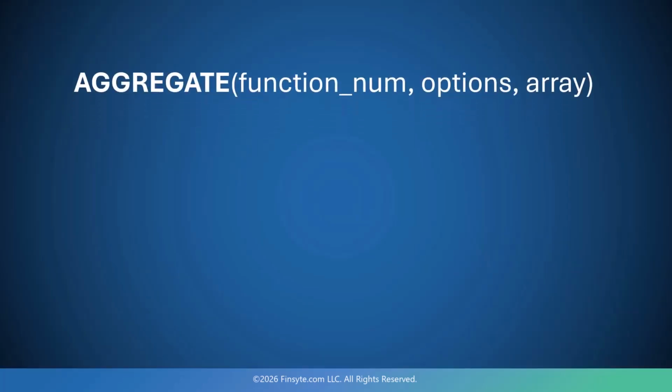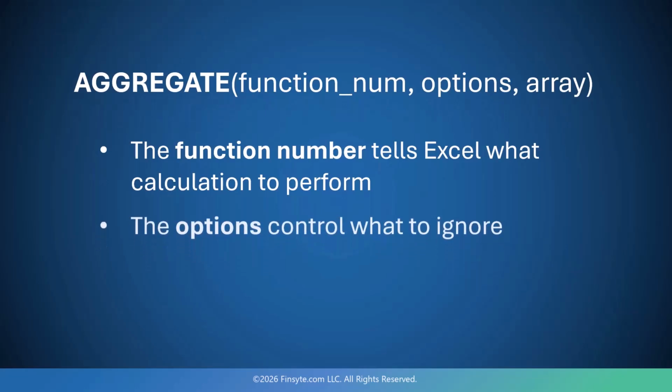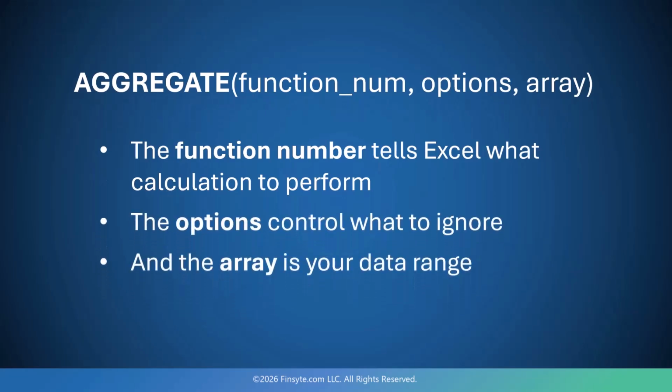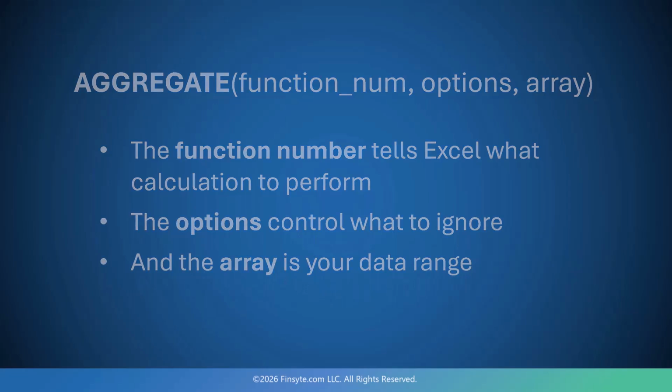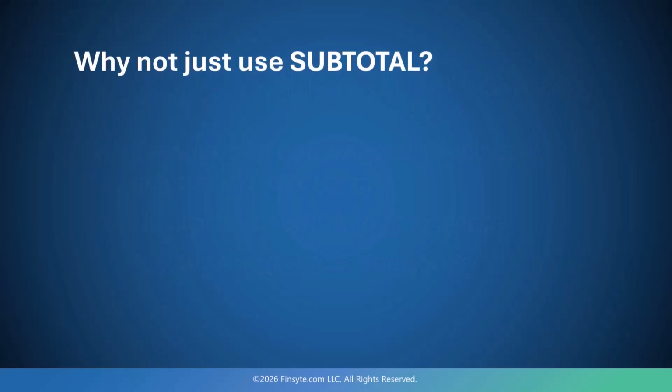Here's the basic structure. The function number tells Excel what calculation to perform. The options control what to ignore, and the array is your data range. Now you might be thinking, Excel already has a function designed for summing data with filtering, and that's SUBTOTAL. And that's true, but SUBTOTAL has some limitations.